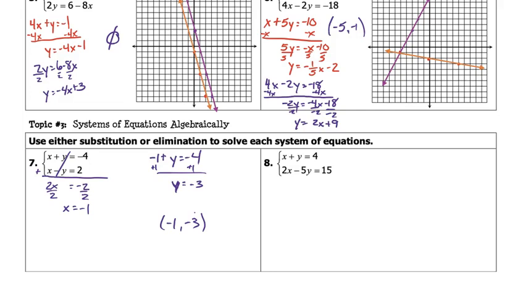Number 8, I have x plus y equals 4. I have 2x minus 5y equals 15. And the first thing I notice right off the bat is they're both in standard form. So elimination would be the most direct or the fastest way to put these together. I do have some options here that I could use, but what I want to do is get two coefficients to be the exact same so that they will just subtract out. So I think what I'll do is, the x is 2, this has a 1. I'm just going to multiply the top by negative 2 all the way across.